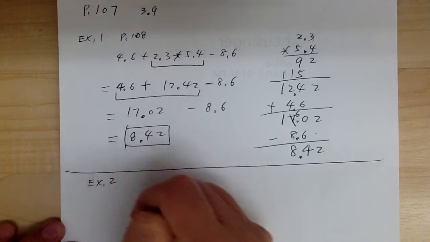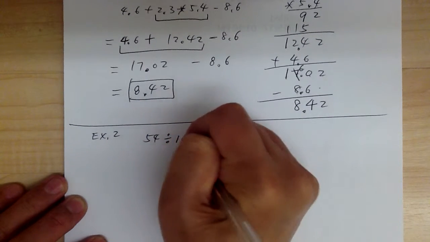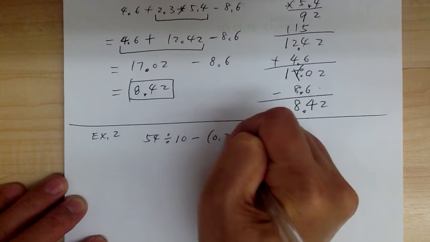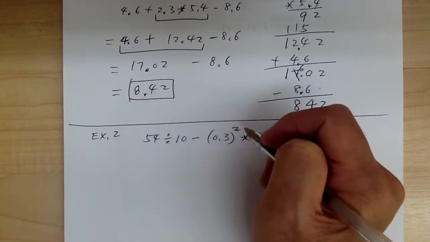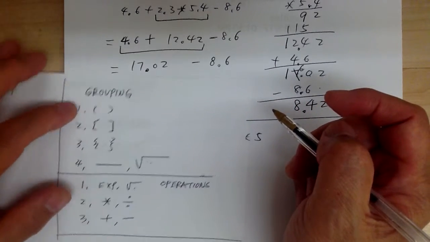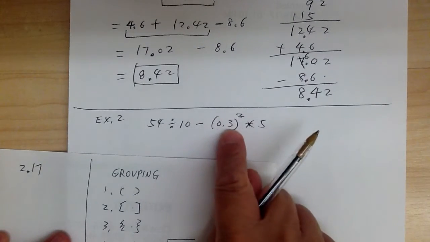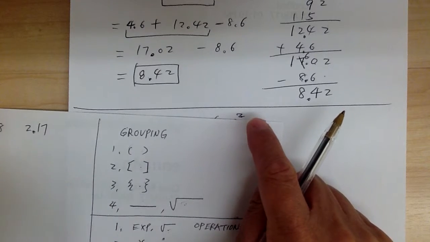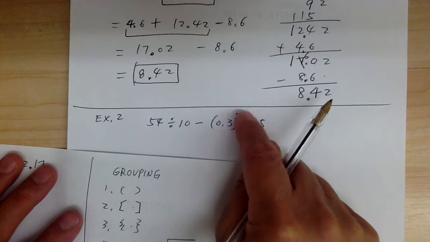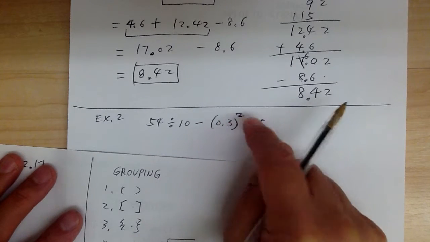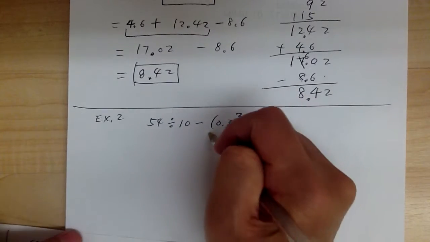Okay, let's go to example 2. You have 54 divided by 10 minus 0.3 squared times 5. Make sure you do one step at a time. First, you have the grouping, right? Now this is not a group. Remember, in order to be a group, it's more than one number. This has only one number, so this is not a group. It is true that this number needs to be squared. So step 1, you have to do the exponents. So you have to do this first.